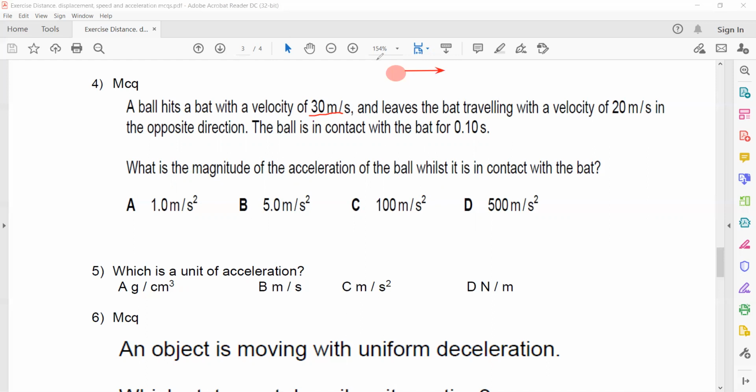So when a bat hits the ball, a ball hits the bat with a velocity. Basically, the ball is moving towards the bat. So this is the bat example. The ball is moving towards the bat and hits the bat, and it leaves the bat traveling with a velocity of 20 meter per second in the opposite direction. So when the ball hits the bat, it changes direction.